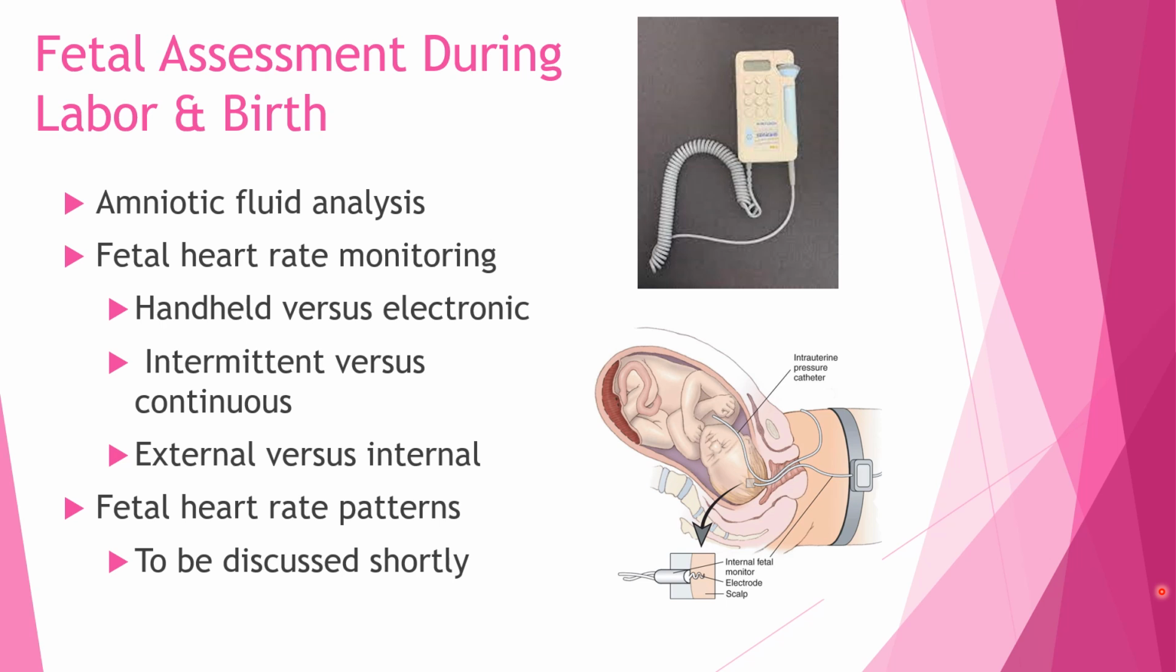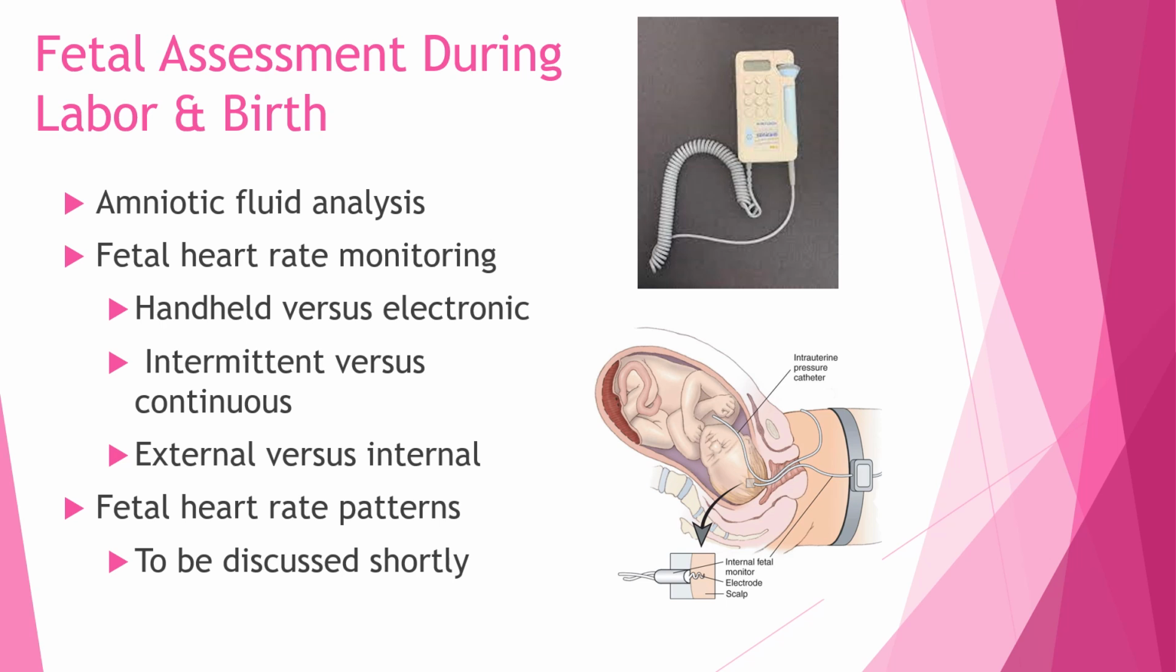So external would be that Doppler or that electronic fetal monitoring system. An internal device would be the internal fetal monitoring system down here. It's a little electrode that twists into the baby's scalp, and the device goes up through the vagina, right through the scalp here. This is only placed by a skilled provider. Nurses are typically not allowed to place those, but some facilities allow it.